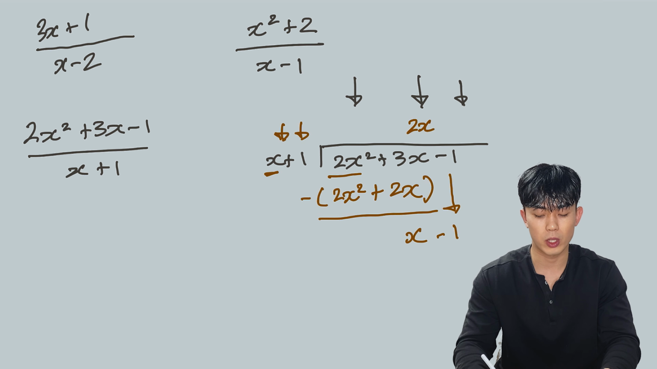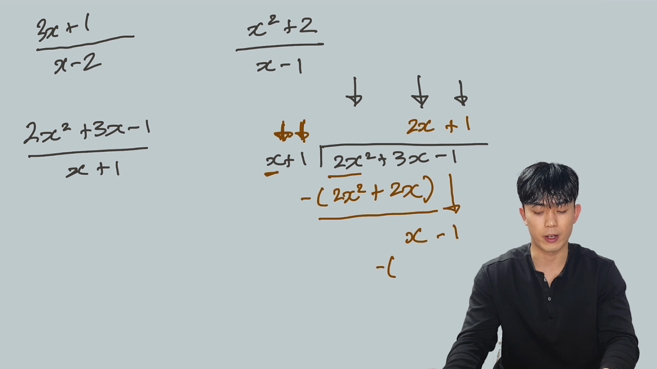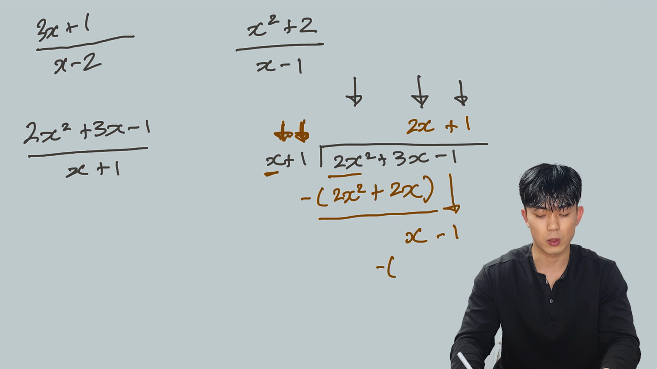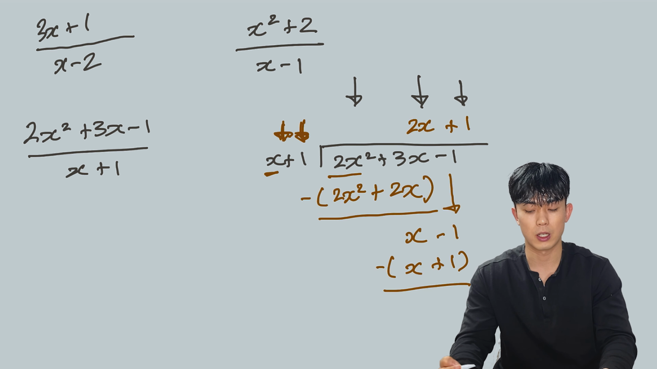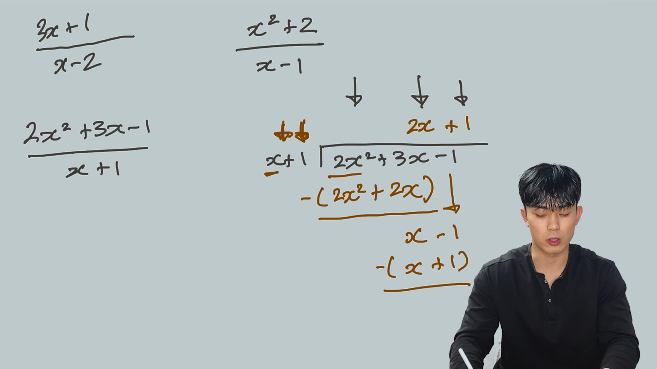Divide. So if we divide x by x, I get 1. Actually plus 1, so I'm going to write that as plus 1 here. Minus, open bracket. Now we multiply this plus 1 to each term here and here again. So 1 times x is x, 1 times plus 1 is plus 1, like this, close bracket, and now we subtract. The x's will disappear, and we'll have minus 1 minus 1 will be minus 2.